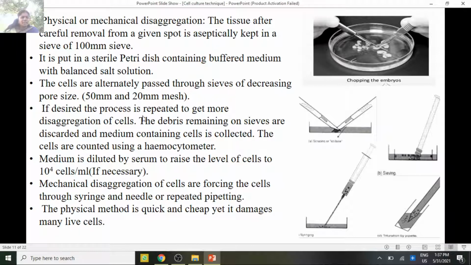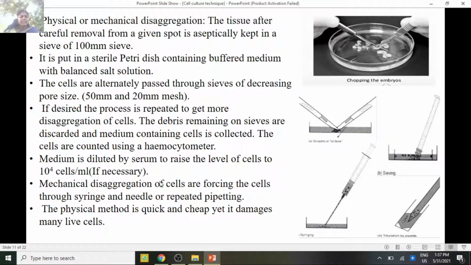If the process is repeated to get more disaggregation of cells, the cells may get damaged. That is the one disadvantage. The debris remaining on the sieves is discarded. The media containing cells are collected, and the cells are counted using a hemocytometer. That is by sieving mechanism. The medium is diluted by serum to raise the level of cells to 10 to the power of 4 cells, if they are necessary for the growth.